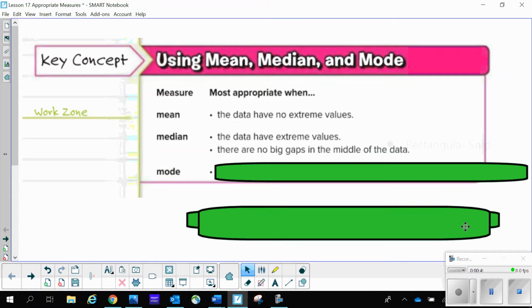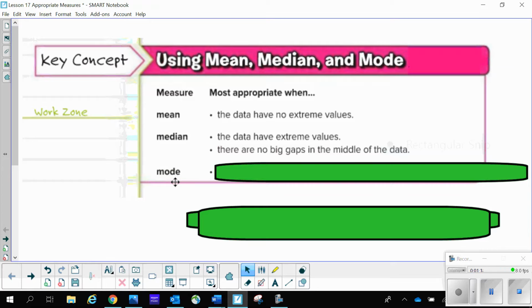Median has two things that you're going to look for. One, that the data has extreme values. And two, there are no big gaps in the middle of the data. So even though you have outliers, you don't want the central part of your data to have large numerical gaps in between. They want to all be fairly close together. That's when you would find the median.